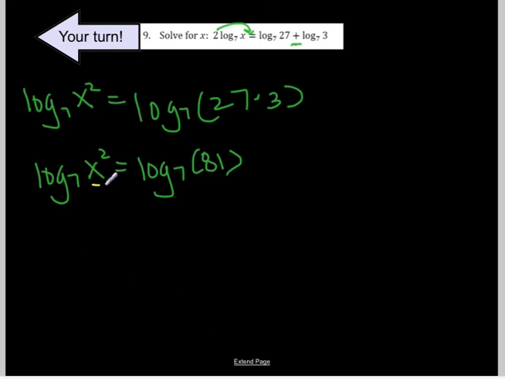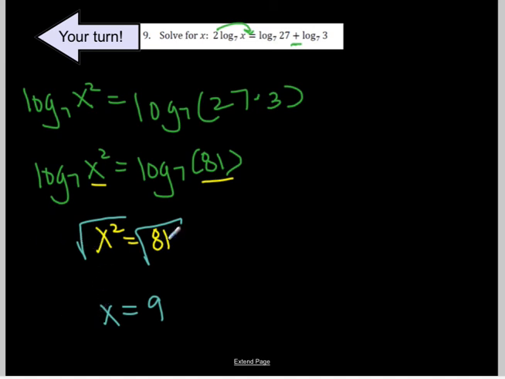Now I can set them equal to each other. So I have x squared is equal to 81. To solve, I would take the square root on both sides. And we all know the square root of 81 is 9. So x is equal to 9.